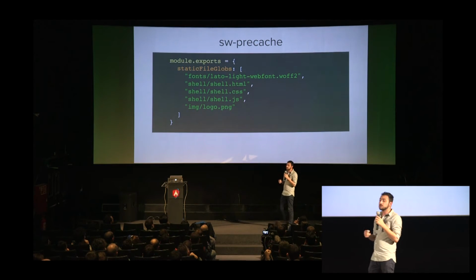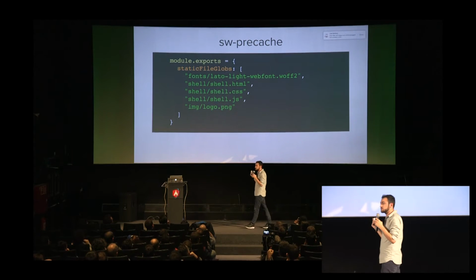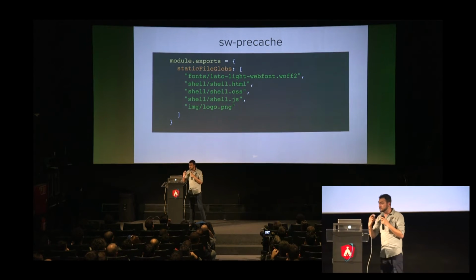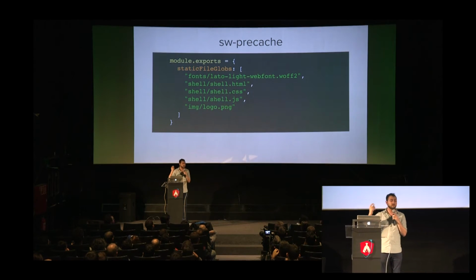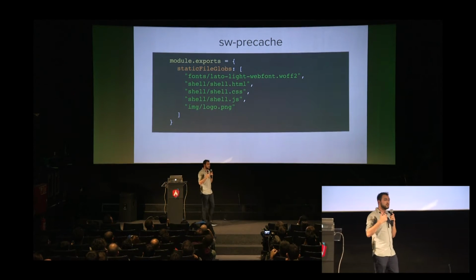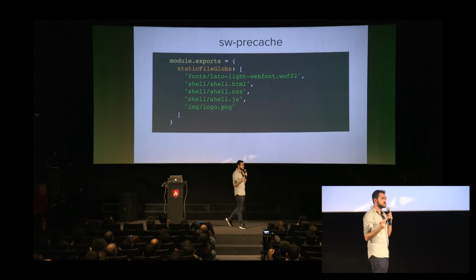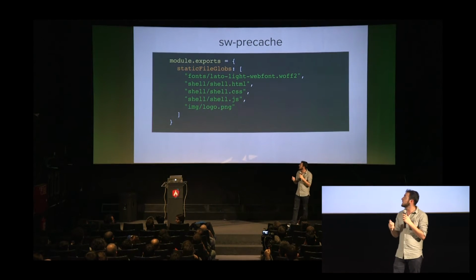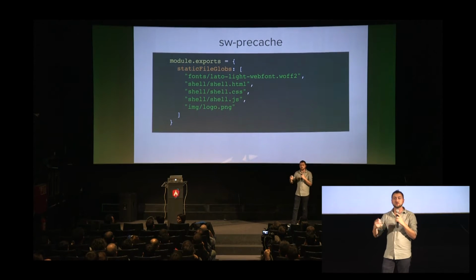And you need to create a configuration file. This is a sample configuration file. What I'm doing here, I'm specifying the files that I want to precache in the static file globs. So I'm precaching the font, shell.html, shell.css, shell.javascript. I'm going to talk about these later on. And finally, I'm precaching the logo.